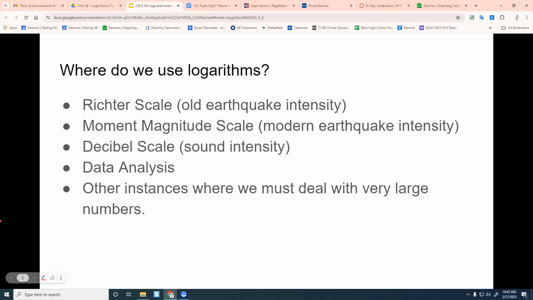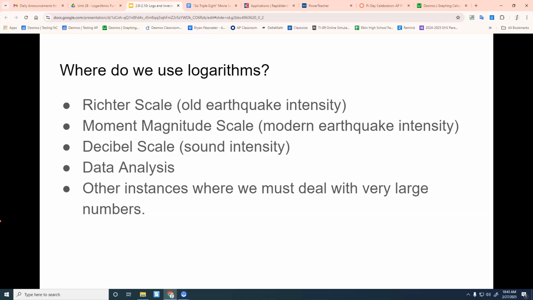Logs are used in a lot of contexts. I wish we had more time to explore this a little bit more, but we will see some applications. We won't get to do nearly as much as I would like to with this. But one of the top things that kids are usually familiar with logarithms being used for is the Richter scale.